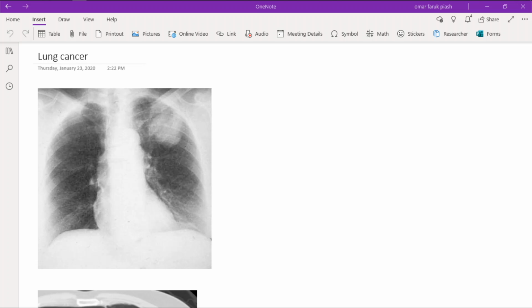We know that lung cancer is the most common cause of cancer death anywhere in the world. This is the chest X-ray of a lung cancer. Here you can see the pneumonic coin lesion on chest X-ray. This is a pathognomonic sign of lung cancer.